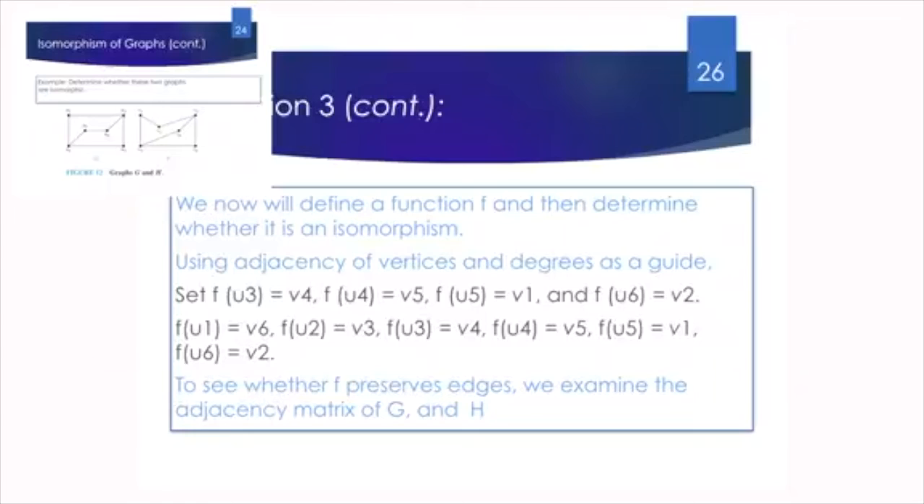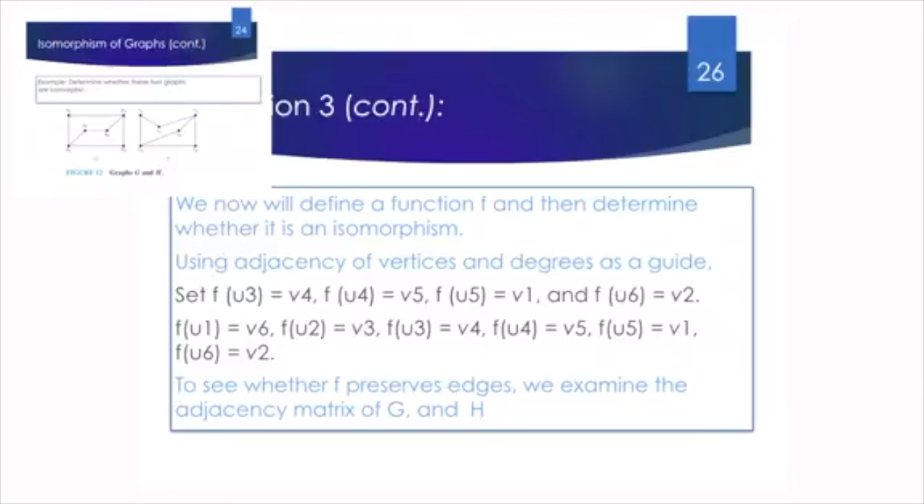We now have a one-to-one correspondence between the vertex set of G and the vertex set of H, namely f of u1 equals v6, f of u2 equals v3, f of u3 equals v4, f of u4 equals v5, f of u5 equals v1, and f of u6 equals v2.